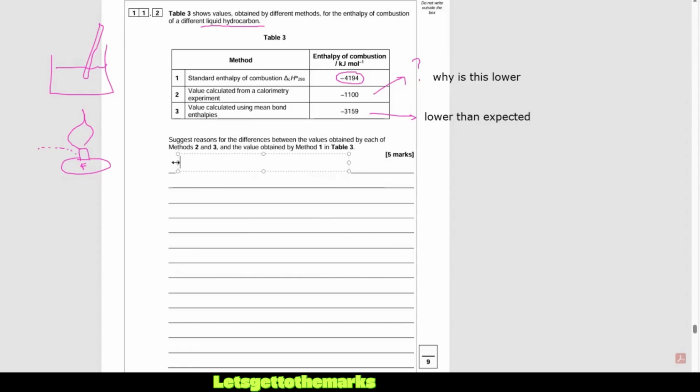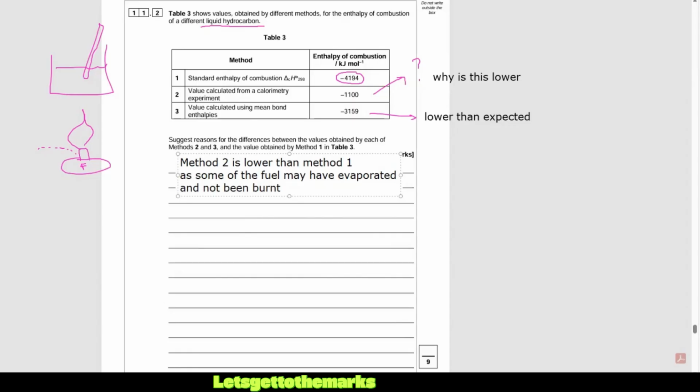So we want to say why method 2 is lower than method 1. Method 2 is lower than method 1 as some of the fuel may have evaporated and not been burnt. So why does that make it lower? Well, it means that you assume you've used 1 mole of fuel when actually you've only used 0.5 moles of fuel. Half of your fuel evaporated without actually heating the water.